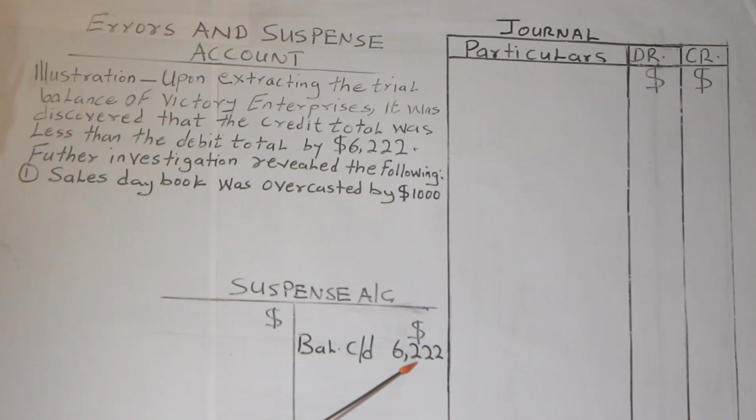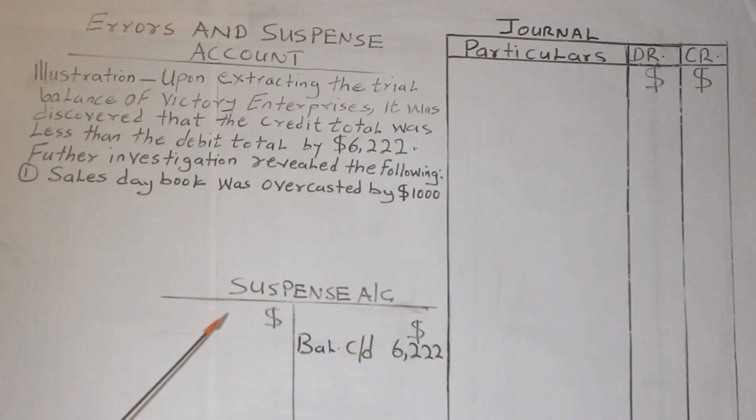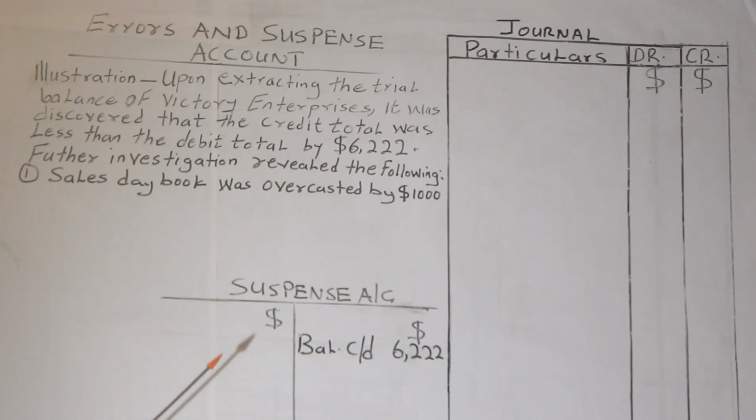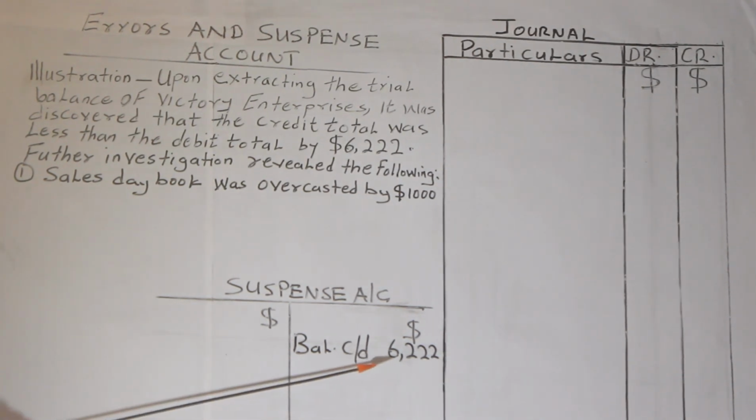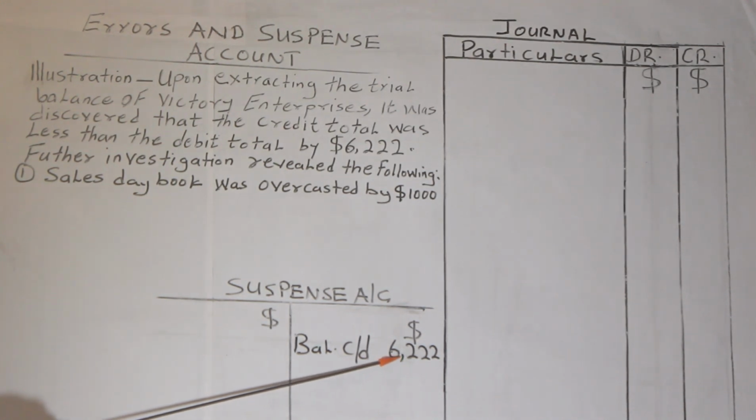This is the first step you take in preparing the suspense account. Assuming it was the debit side of the trial balance that was lesser, then this balance will be on the debit side. So the opening balance can either be on the credit side or on the debit side, depending on the side of the trial balance that is lesser. So there is this assumption that we are recording this balance here to make up for the shortage in the values of the trial balance.